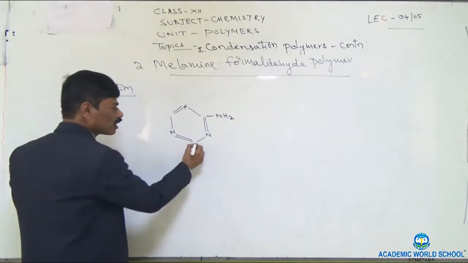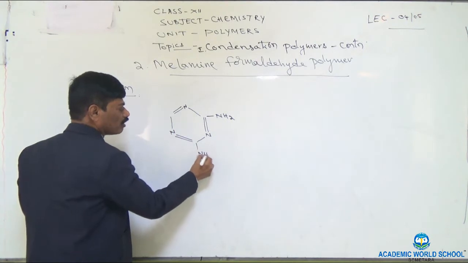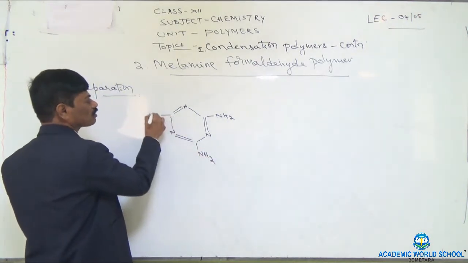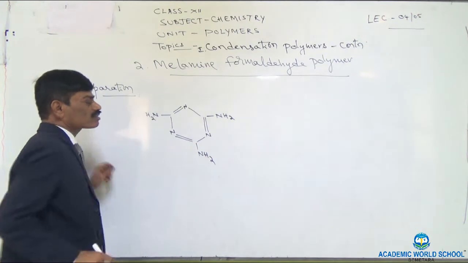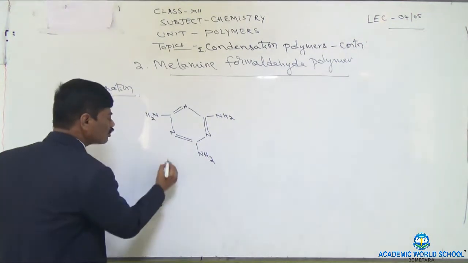And alternative to that, again NH2 group. Again alternative to that, NH2 group. That's it. This can be asked for 1 mark. This is melamine.